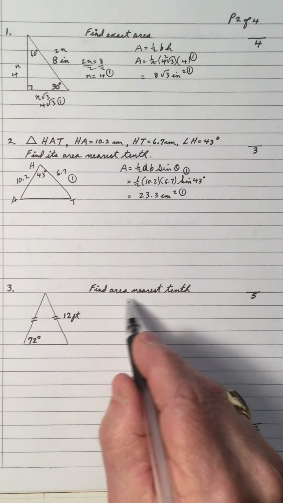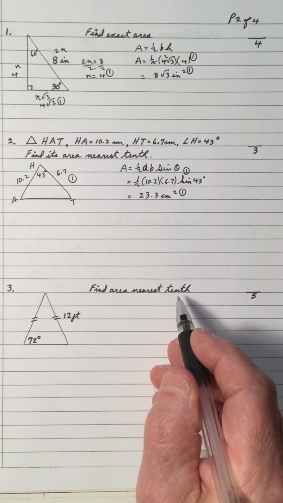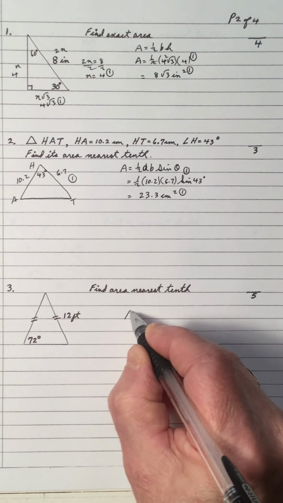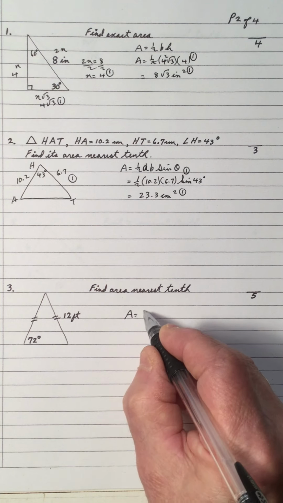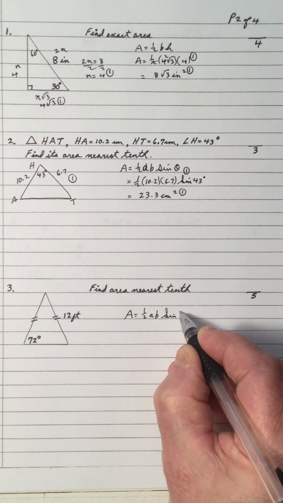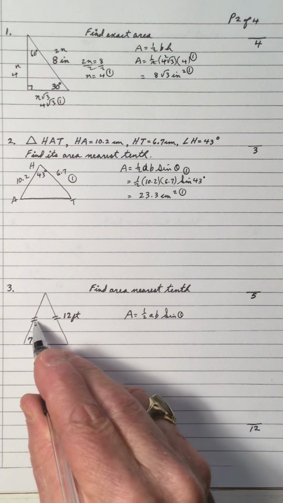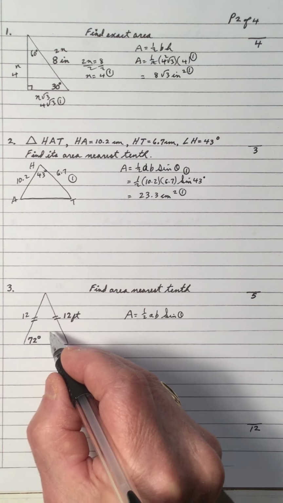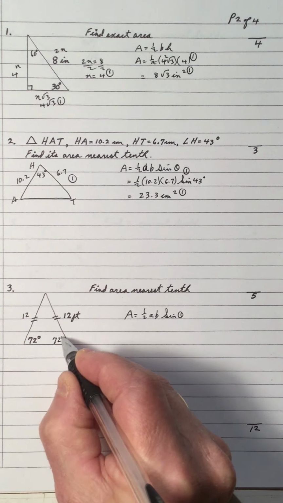Number 3, find the area to the nearest tenth. Well, you notice we have to get the area of a triangle, we don't have a right triangle, so we don't have a height. So we'll go a half of AB sine theta again. So let's see, we have these two sides equal, so this is 12. Because there's two sides equal, two base angles are equal, opposite those sides, so this is a 72.